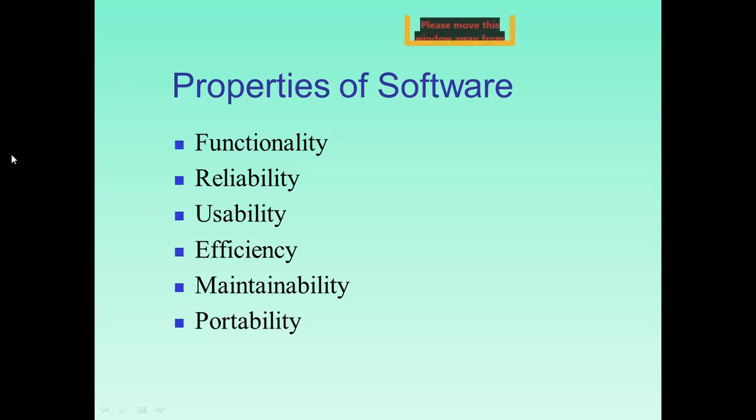So these are called the properties of the software: functionality, reliability, usability, efficiency, maintainability, portability. These are called the characteristics of the software.